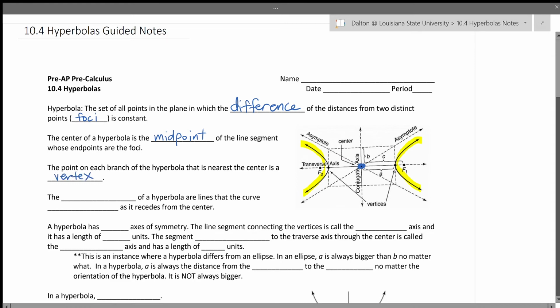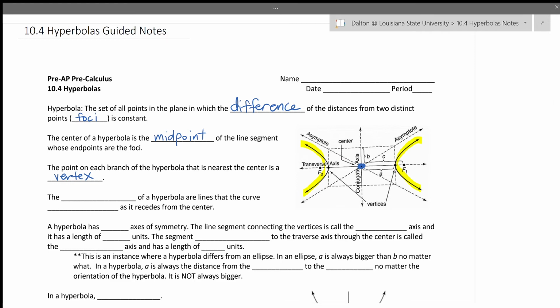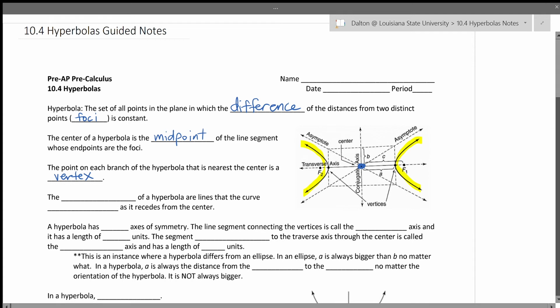Okay, so there are basically 5 points that you're going to graph every time you graph a hyperbola. You're going to graph the center point, the two vertices, which are on the curves, and then the two foci. So those 5 points you're going to graph every time.